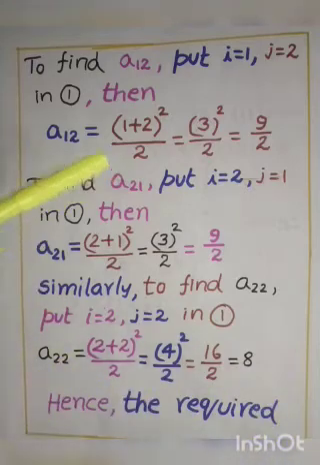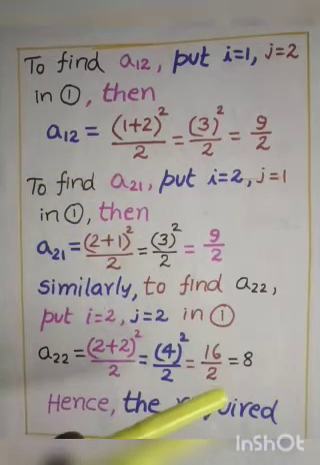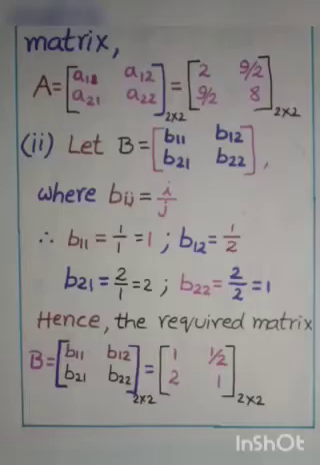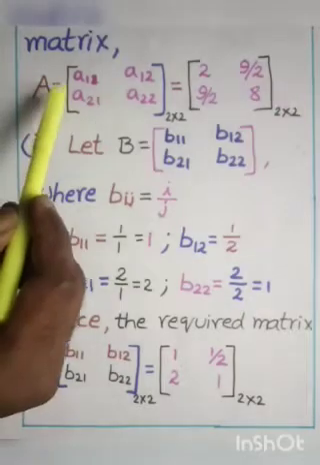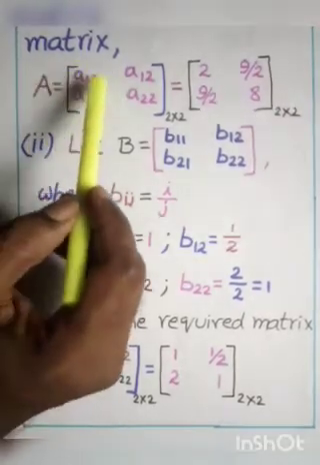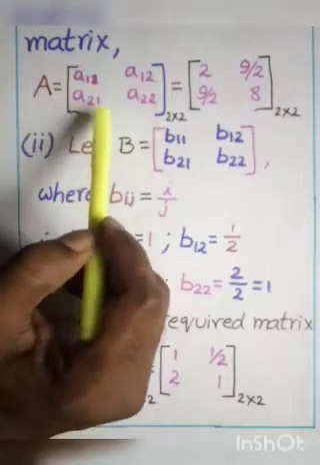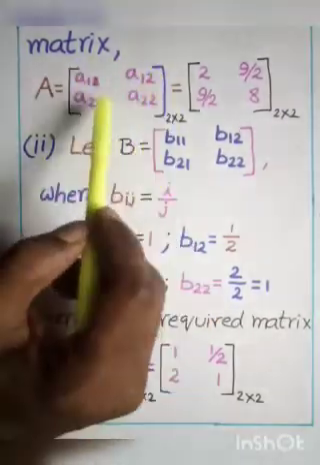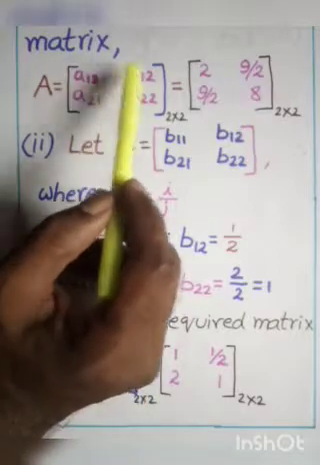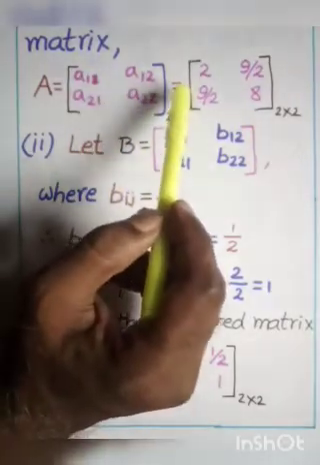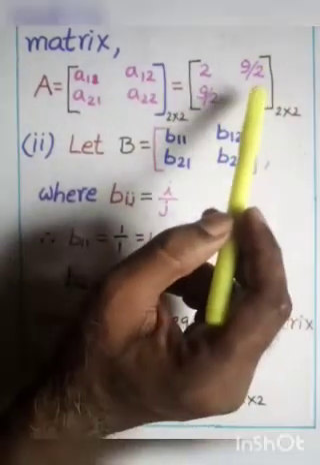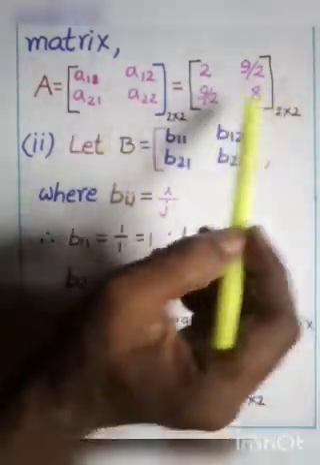So we found all the 4 elements of the given 2 by 2 matrix. Hence the required 2 by 2 matrix is A is equal to the matrix A11, A12, A21, A22. This is the general form of a 2 by 2 matrix. We found the elements of this matrix. What are the elements here? 2, 9 by 2, 9 by 2, 8. Understood this step, my dear children?